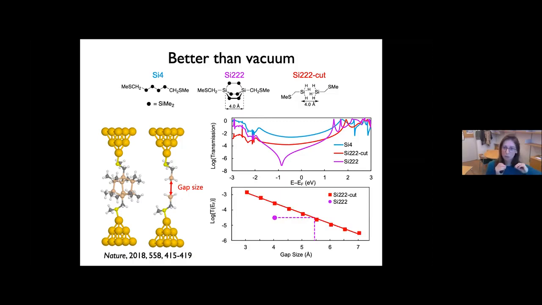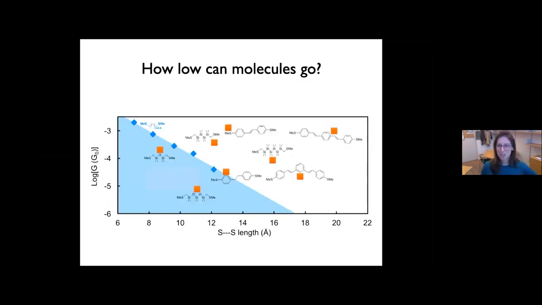And what's more, if we want to stretch the cut system to reach the same low conductance we saw for the 2-2 system, we have to stretch it another 1.5 angstrom. So this is carbon-carbon bond dimensions, sort of extra gap to have a suppression of the transmission down to the level of the 2-2 system. So we thought this was certainly interesting. So where are we on this plot? And the answer is here.